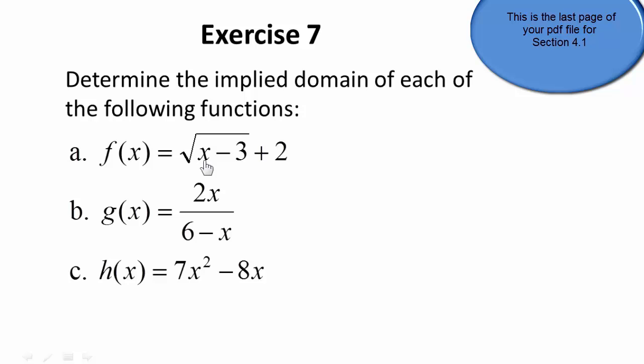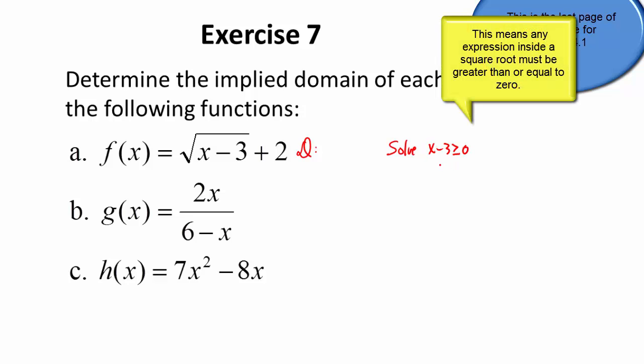So what does that mean? That means you want it to be either 0 or positive. In other words, to get the domain, we have to solve x minus 3 greater than or equal to 0, or x is greater than or equal to 3 when you add 3 to both sides of this inequality. What does x greater than or equal to 3 translate into in interval notation? It's from 3 on out to infinity. So that's the implied domain.